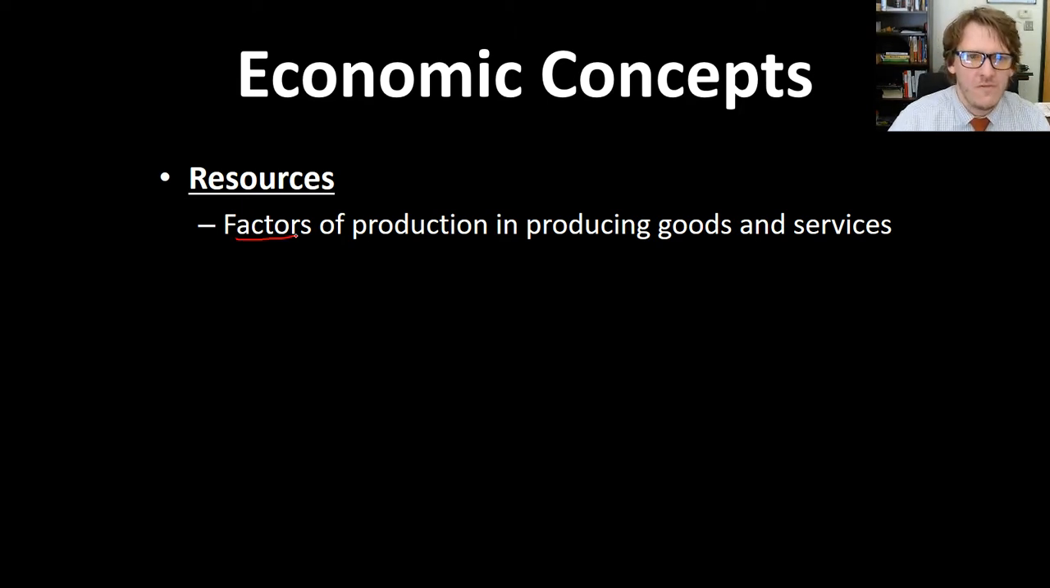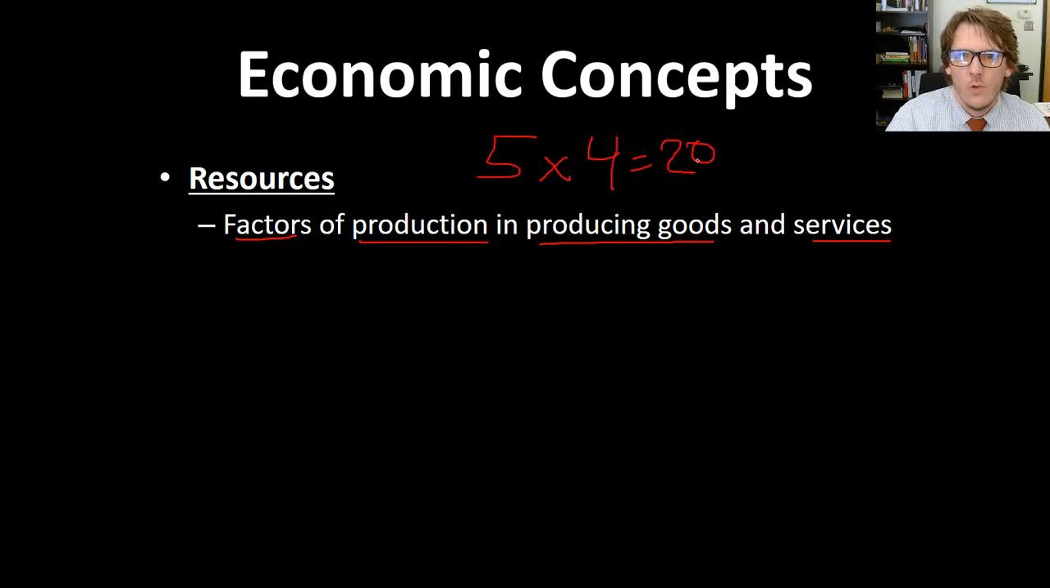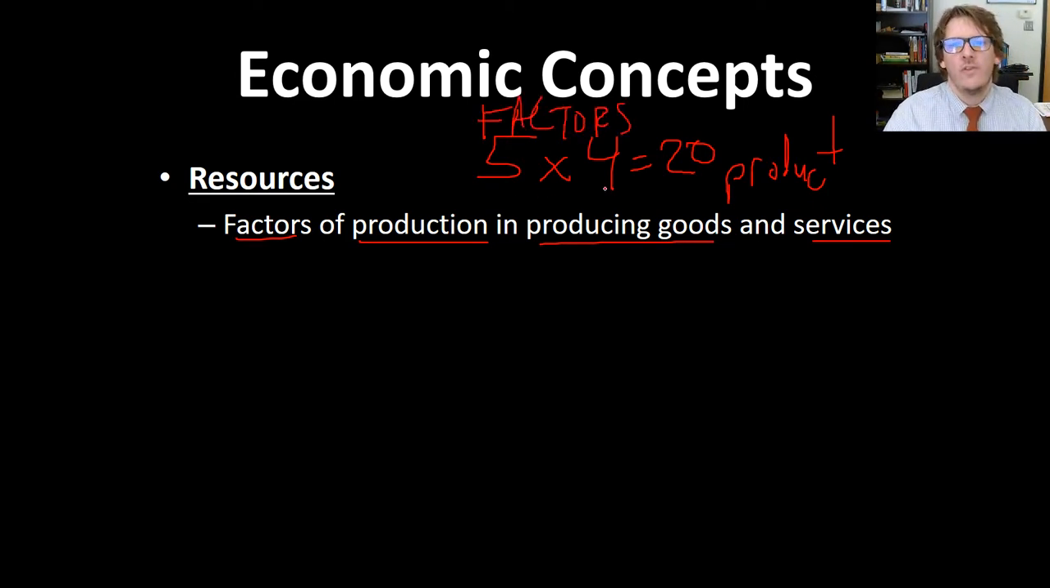Resources. Resources are the factors of production in producing goods and services. So if I do a quick math problem here, 5 times 4 equals 20. We call this in math the product. Wow, man, you're teaching math now. Whoa, blowing my mind. And these two things are called the factors. 5 and 4 are called the factors. 20 is the product. So we're studying the factors that go into the final product.